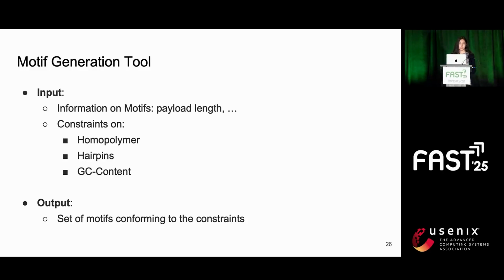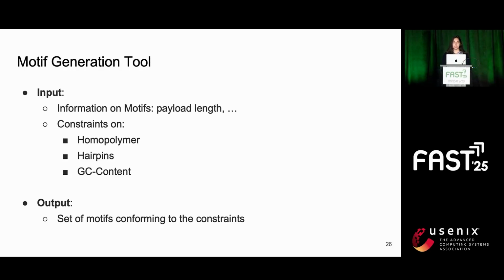And then it's also important to allow the user to give information on the motifs, such as the number of motifs, so that they can customize their motifs for their use case. Now, our tool will output a set of motifs conforming to these constraints. So in other words, you can store your data in a cost-efficient and reliable way. But how do we actually generate such a set of motifs?